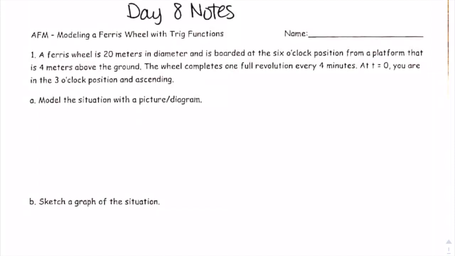We're going to talk about applications of trig functions today. So we're going to look at Ferris wheels. And so the first question says, a Ferris wheel is 20 meters in diameter and is boarded at the 6 o'clock position from a platform that is 4 meters above the ground. The wheel completes one full revolution every 4 minutes. At time is 0, you are in the 3 o'clock position and ascending.